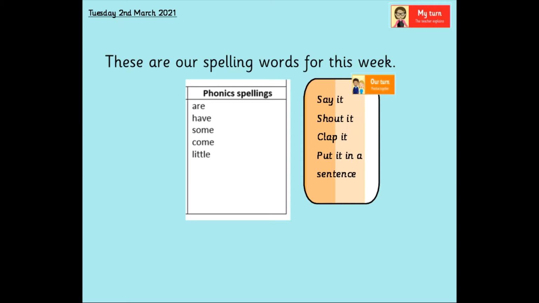Okay, phonics spellers, here are your spelling words for this week. You have got some tricky words this week. They are words that cannot be sounded out, so you just have to remember how to read them and how to spell them. These words are, have, some, come and little. Those are your 5 phonics spellings for this week. Have a go at saying, shouting, clapping, and putting each of these words into a sentence now. Pause the video. Off you go, phonics spellers.